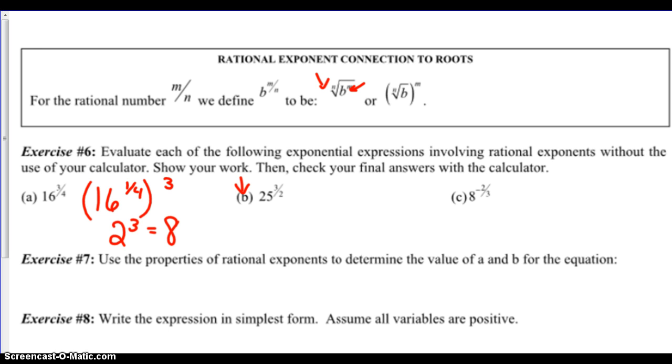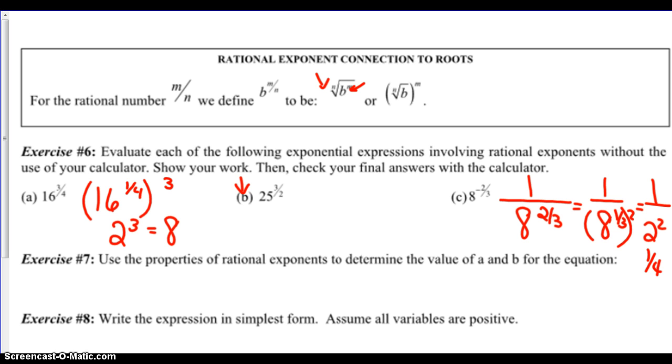So as I look at it, the negative automatically brings the whole party downstairs. And then I'm going to rewrite it, the 1/3 power squared. So 8 to the 1/3 power, or the cube root of 8, is 2. And then 2 squared is 1/4.